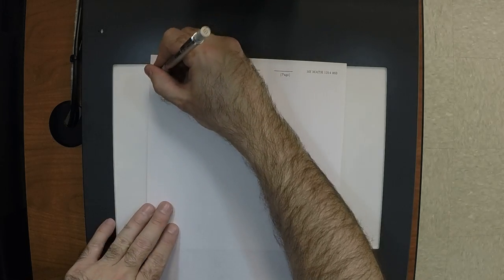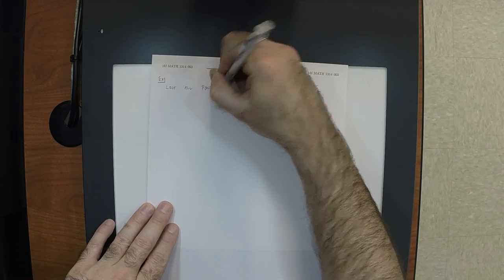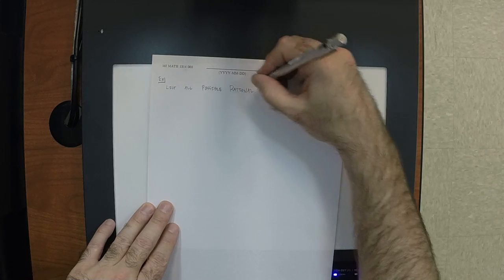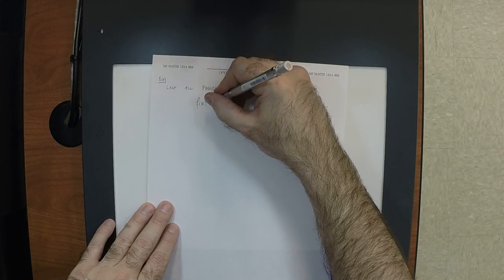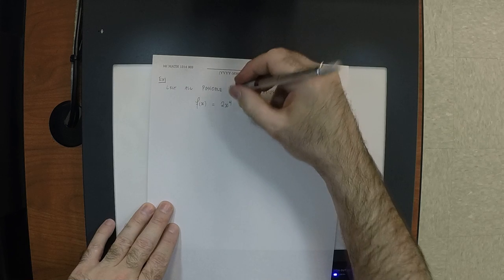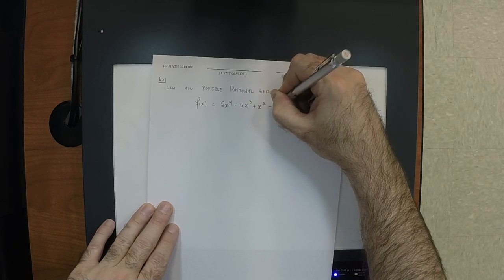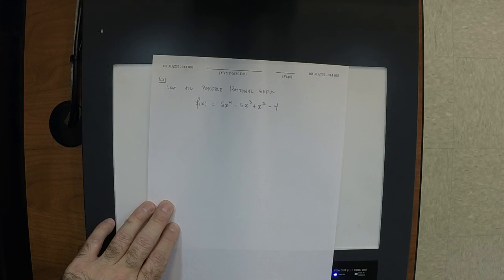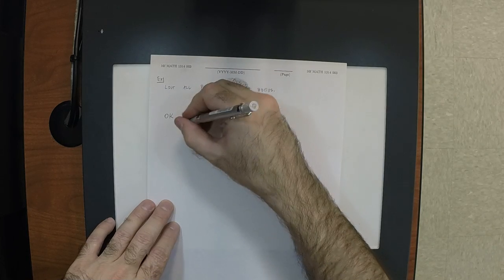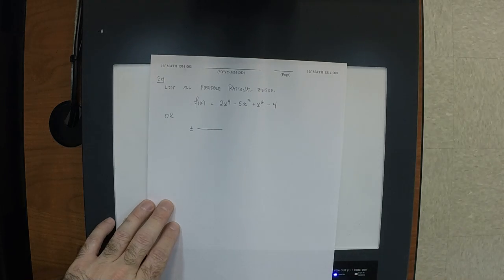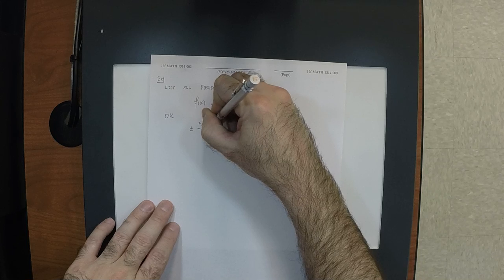So let's do this. List all possible rational zeros. And the polynomial is f of x is 2x to the 4 minus 5x to the 3 plus x squared minus 4. Okay. So now it'll be plus or minus what kind of thing goes in the numerator? Factors of what? Very good. So I agree that the constant term is negative 4, but I'm just going to write 4.